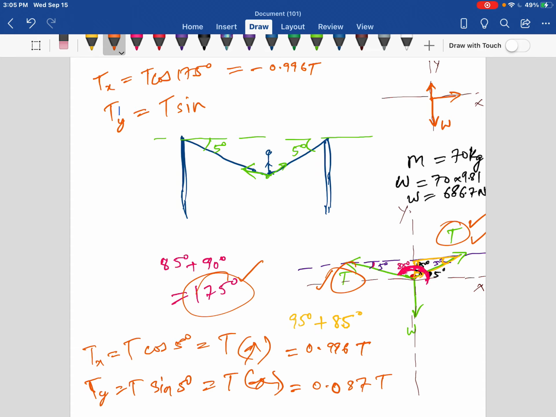And Ty is going to be T times sine 175 degrees. And I'm going to tell you what it's going to be. Once you do it in your calculator, it's going to be 0.087 T.